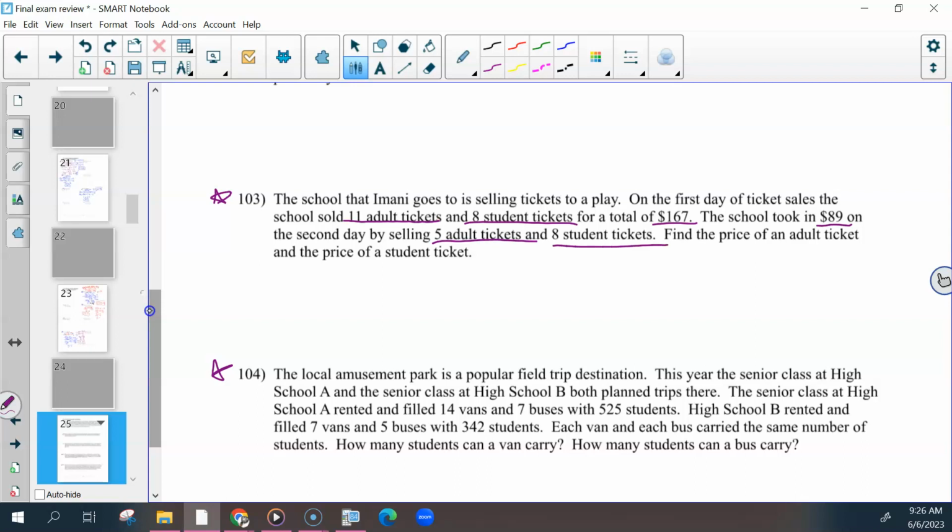When you're given 6 numbers, you're going to use them all in 2 different equations. We are also looking for the price of both types of tickets. That's going to help you with your variables. You can call them whatever you want, A and S, X and Y, doesn't matter. So define your variables first. Be specific. We're looking for the price of an adult ticket, the price of a student ticket, the cost of or price of.